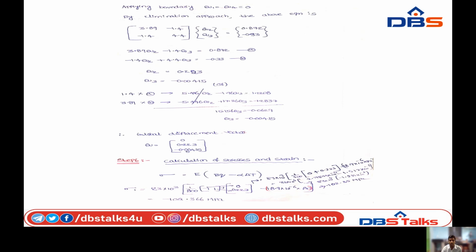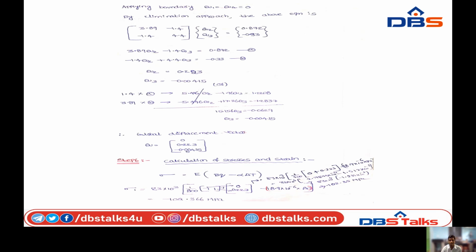Here I'm writing the global displacement vector. Q equal to zero, Q2, Q3 values: Q2 value is 0.223, Q3 value is -0.00415. Q1, Q4 are zero nodes, Q2, Q3 values taken here. After finding the global displacement vectors, step 6 is the calculation of stresses and strains.